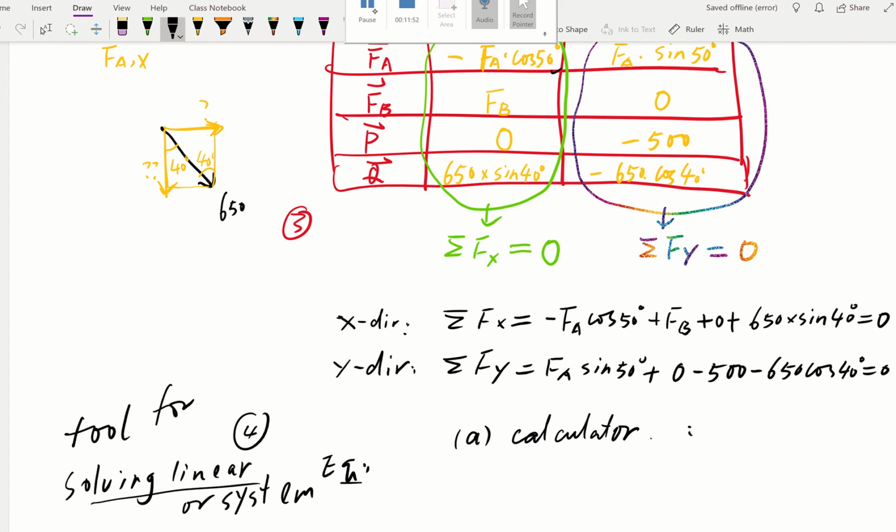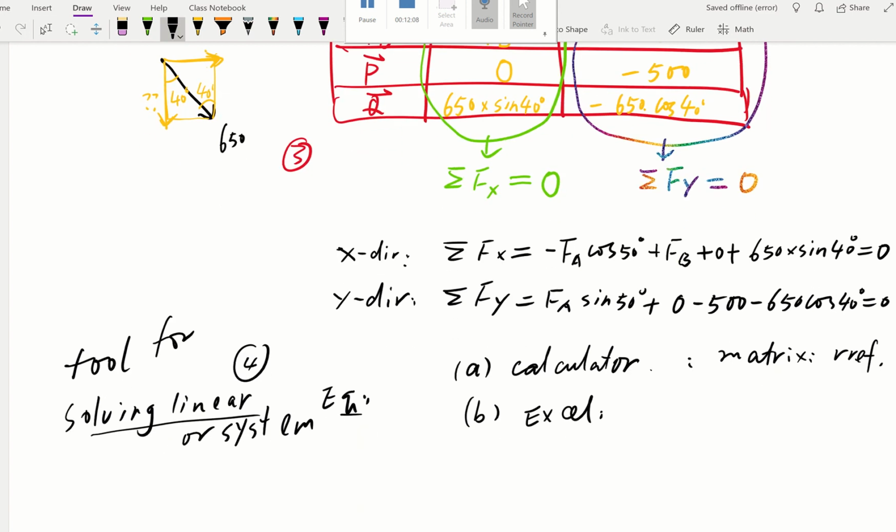Likely you will create your matrix and then use the RREF operation to do that. Or you can use Excel. If you want to use Excel to do that, you can. I'll do another YouTube video on that.